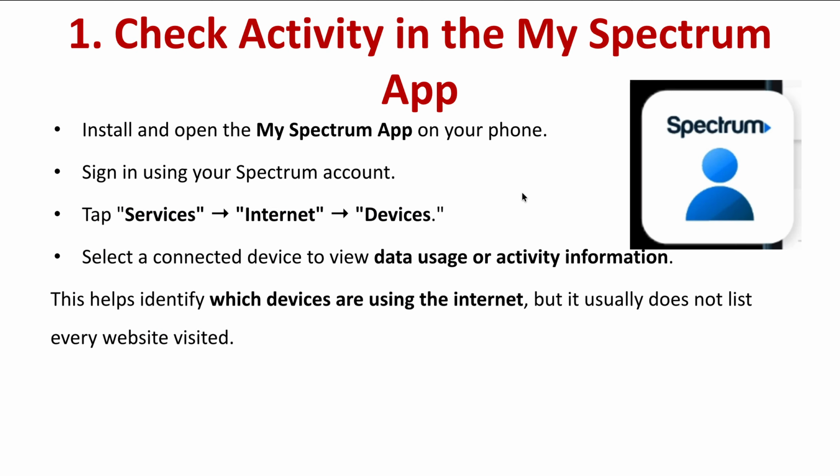So, check activity in the My Spectrum app. Install and open the My Spectrum app on your phone. Sign in using your Spectrum account. Tap Services, then Internet, then Devices. Select a connected device to view data usage or activity information. This helps identify which devices are using the internet, but it usually does not list every website visited.